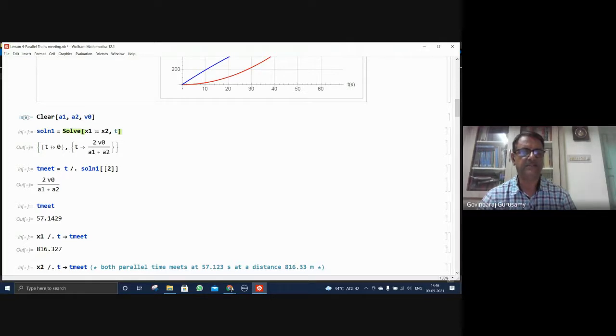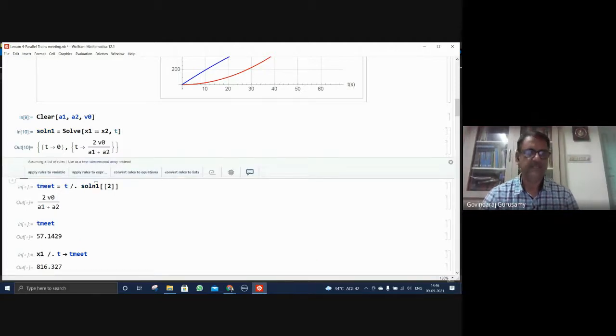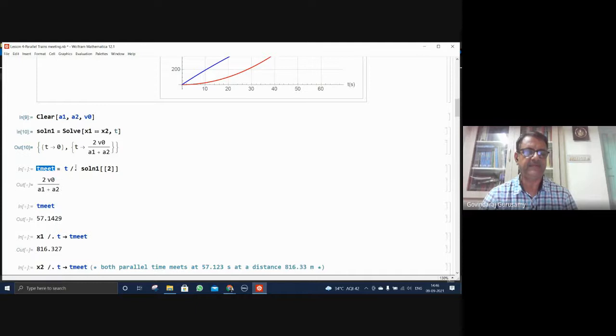When t equal to 0, of course they are meeting. When t equal to twice the velocity of the second train divided by a1 plus a2, this is the acceleration, the total acceleration of that. Okay. So now let us enter this. I'm able to get the solution here. This solution I am using, the rule, to find the t meet. I'm redefining t meet as t, substituting this solution.